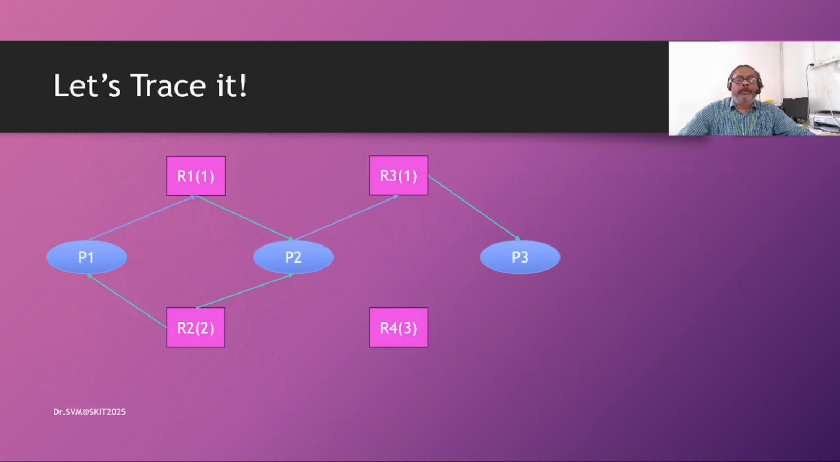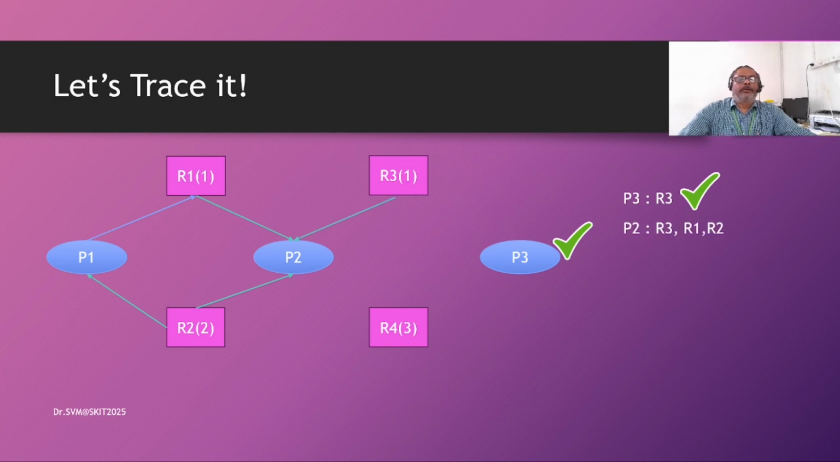Want to have a clearer picture? Okay, let us trace it graphically because we are more comfortable with a graphical way of understanding than a textual way of understanding. So let's look at this animation. P3 wanted R3, it has got R3, so it will run. P3 completes its task. So once P3 is done, R3 is free.